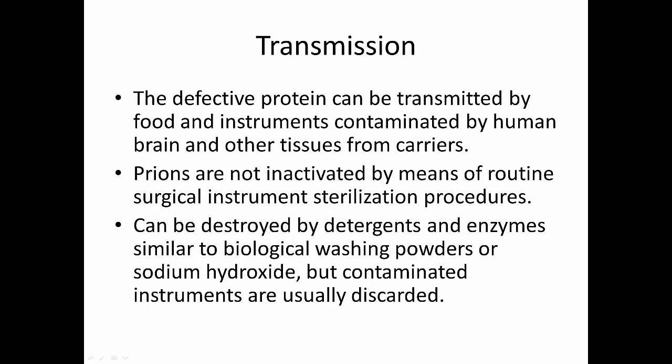Prion diseases are notable because of the way that they can be transmitted. It can be transmitted by food and instruments contaminated by human brains and other tissues from carriers, and the prion proteins are not inactivated by routine sterilization procedures. They can be destroyed by detergents and enzymes similar to biological washing powders or sodium hydroxide, but contaminated instruments, particularly neurosurgical instruments, must be discarded.